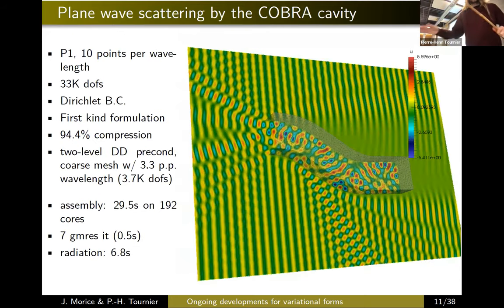Okay, and so this is just an illustration of a solution with the H-shaped cavity. So we have an incoming plane wave from the left, and we can solve the problem and reconstruct the solution on the square three here. This is a cut, right, a slice through the 3D space. And basically, the interesting thing here, as you see, we have 95% compression on the matrix. So we actually only compute approximately 5% of the coefficients of the whole matrix.